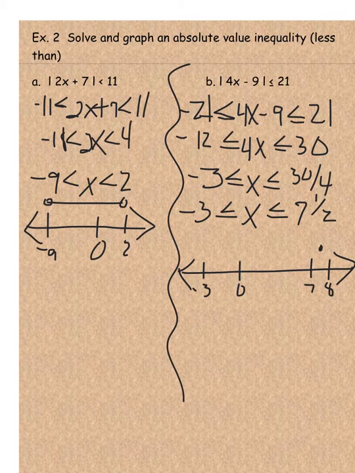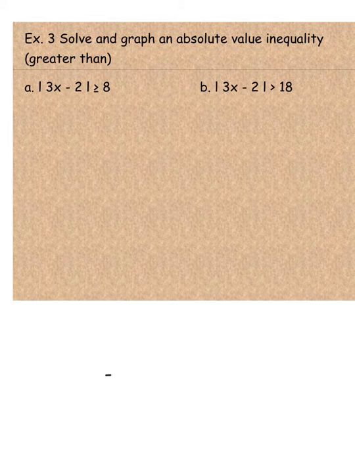So the solutions for this inequality will be all the values that are between and including -3 and 7.5. In example 3, we solve and graph an absolute value inequality. This is a greater than. Both of these examples are greater than. A greater than, I want you to think of as a great or. These are or inequalities. So they're going to look different than the and inequalities when you graph them.